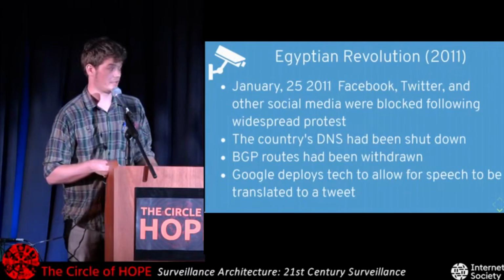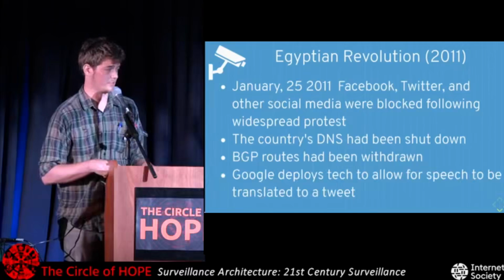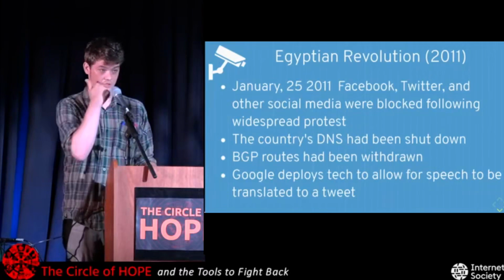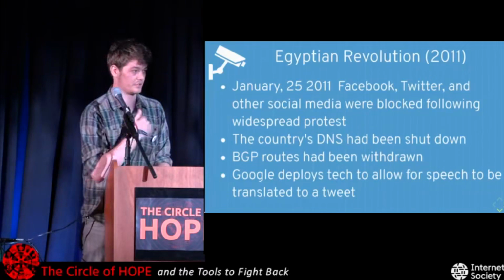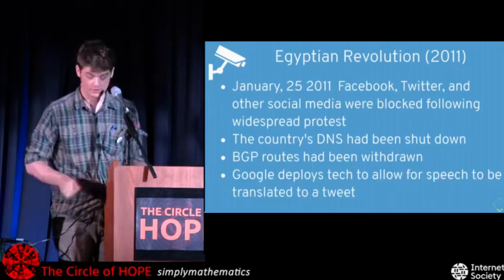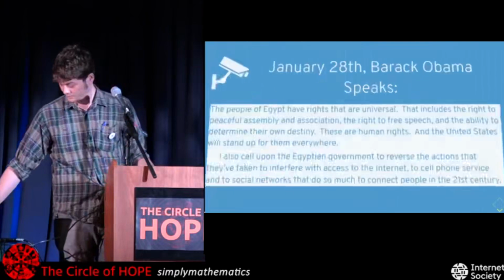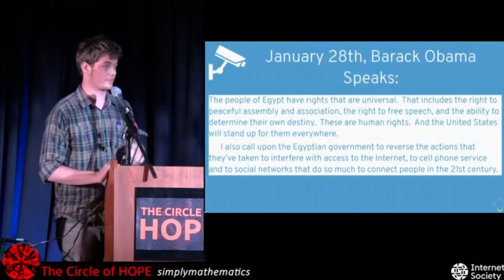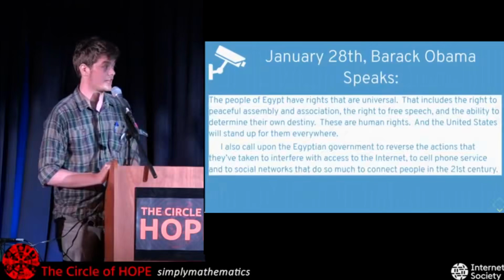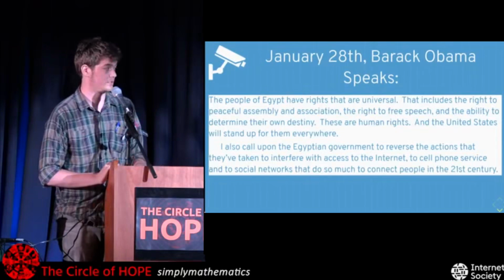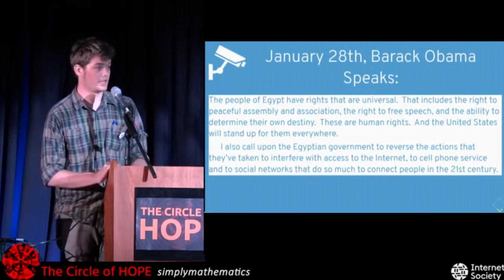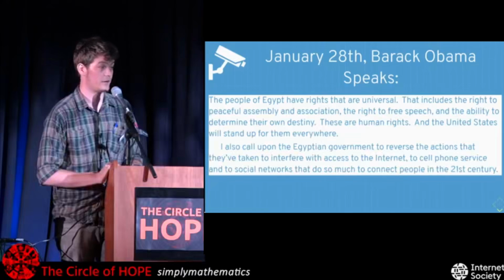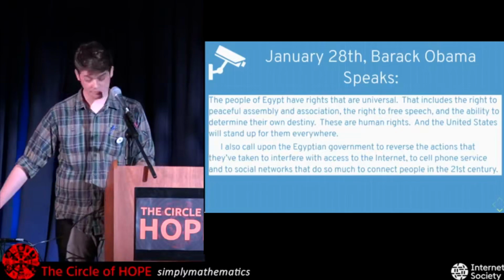BGP routes were manually withdrawn by every sysadmin in the country. And within, I think, 3 or 4 days, Google was deploying tweet-to-speech technology so Egyptians could call and tweet using a PSTN phone. And then on January 28th, Barack Obama gave a speech reaffirming the right of everyone in the world to have internet access and how what Egypt does now is irreversible. And then you can see the mistakes they made then playing out now, with more and more strife in the country.